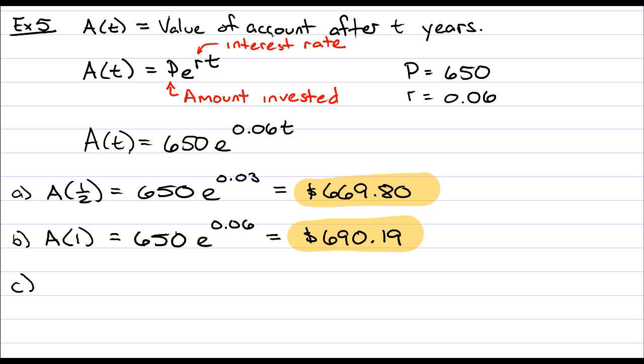And moving on, 2 years. If I want to know how much money is in the account 2 years after it was invested, then I plug in t equals 2, which gives me 650 times e raised to the 0.12. And when I plug that into the calculator, I get $732.87.